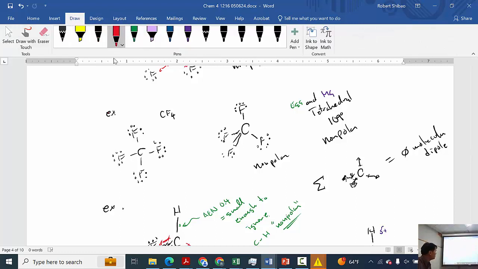And so fluorine's more electronegative, so it's pulling this way. And then this is pulling down this way, pulling down this way, and pulling down this way. And so this is what we call spherically symmetric. The fluorines are evenly spread out on the inside of the sphere, so it's an even distribution. So all of these cancel out in 3 dimensions. Tetrahedral is spherically symmetric, resulting in a nonpolar molecule. So carbon tetrafluoride is nonpolar.